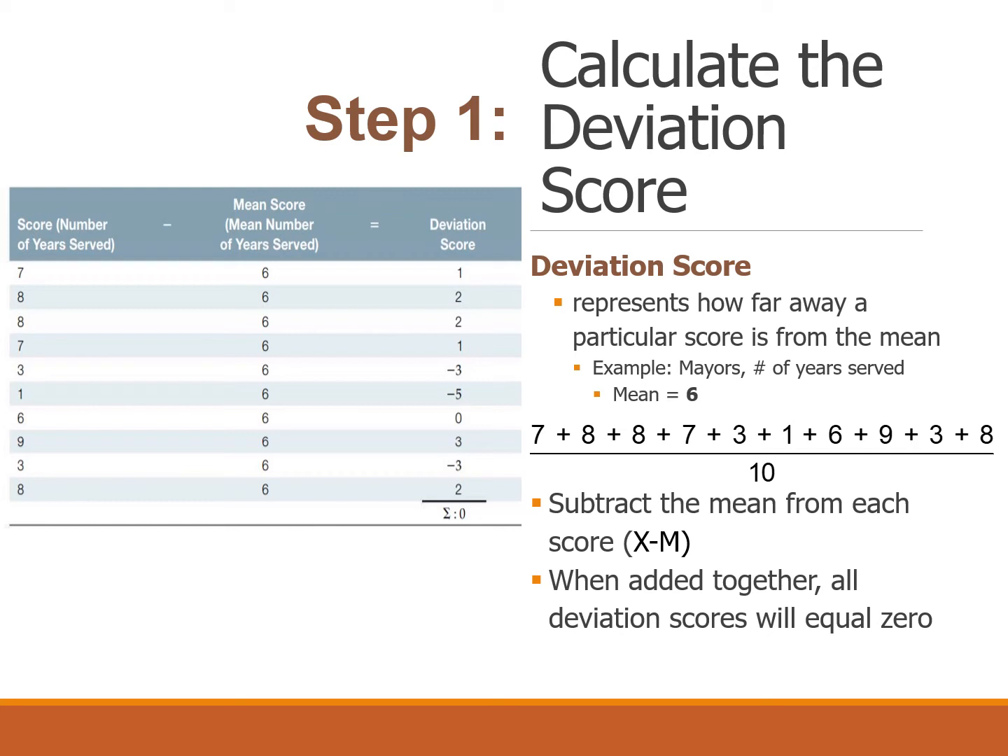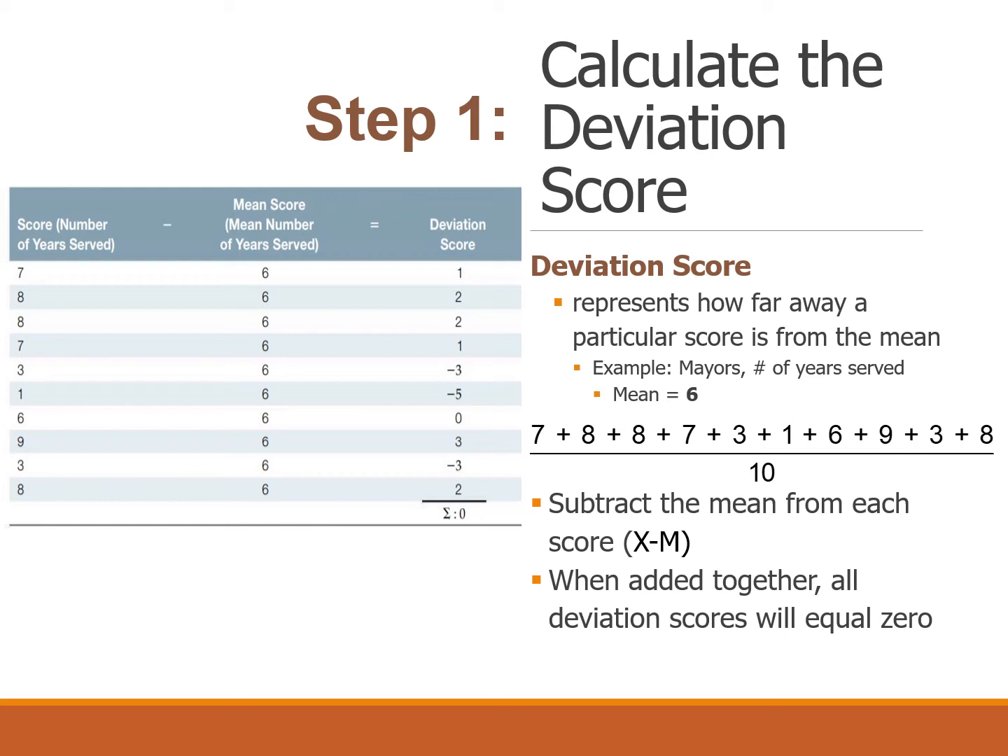And you'll notice at the bottom, automatically we can check our work to see if we've done this correctly, because the sum of all of the deviation scores should be 0. It will always be 0. When added together, all deviation scores will equal 0, because the deviations above and below the mean cancel out when you add them all together. So it'll be 0. So here we have the number of years divided by 10 is the mean.